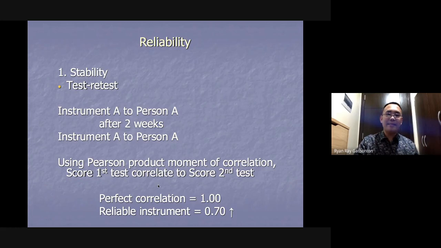When we say test-retest reliability, your instrument should be administered to person A. Then after 2 weeks, that same instrument will be administered to person A. Now, if their scores are correlated to each other using Pearson product, when the correlation is greater than 0.7, it is a reliable instrument. A correlation coefficient of 1 would say that you have an instrument with a perfect reliability.